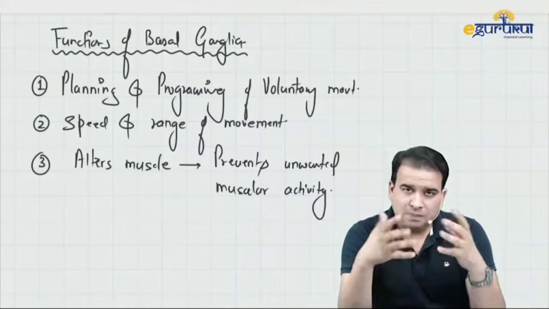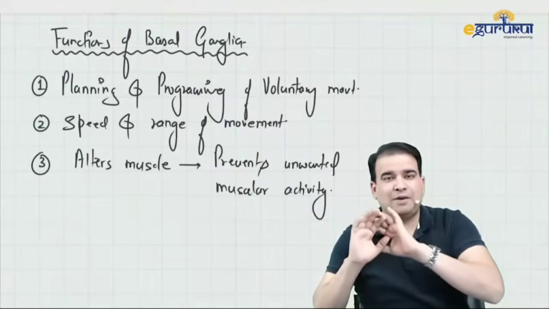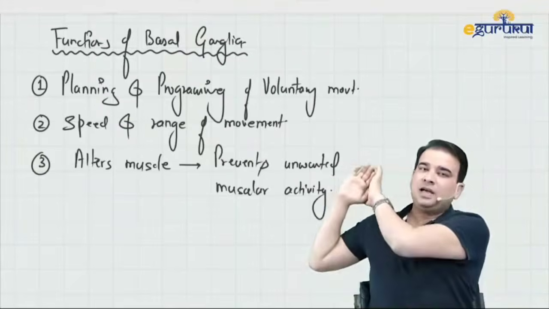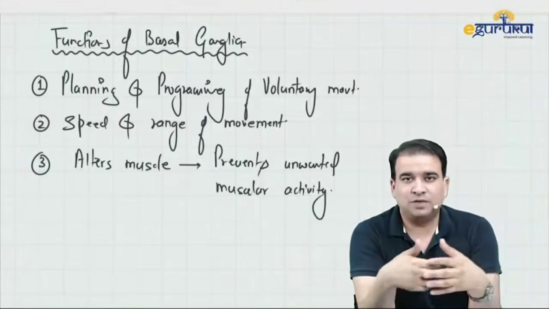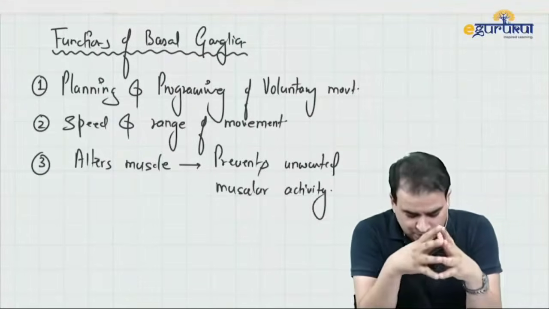Number two, in that planning, the speed and the range of motion are also counted. With what speed I have to, let's say, move my hand, and what should be the range of motion. Should I catch the ball here? Should I catch it behind my body? So all those planning and programming and the execution of the speed and the range of motion is also done by the basal ganglia.